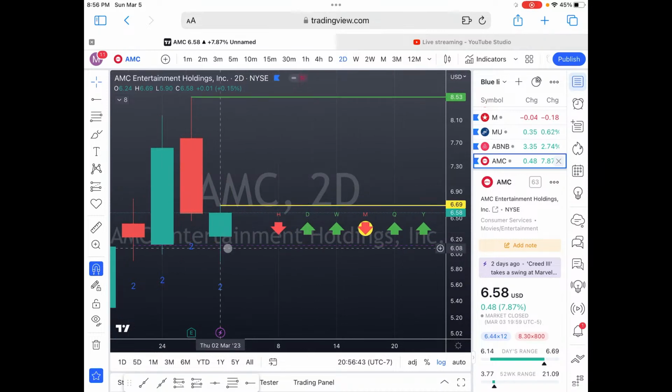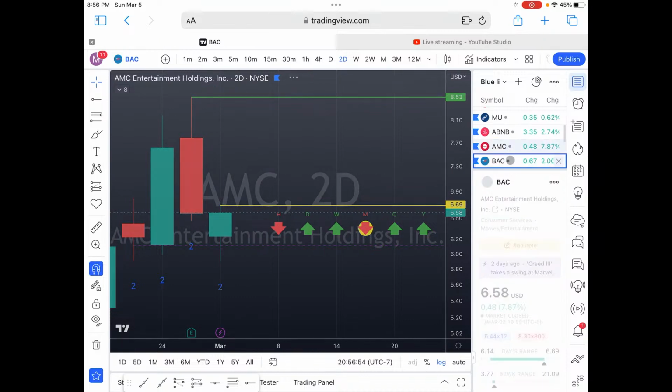AMC on the 2-day chart, we've got a 2 down that finished green, so we're going to look for this to trend back up. We've got good magnitude from 669 all the way to 853 on AMC, so we can look for calls there on AMC.